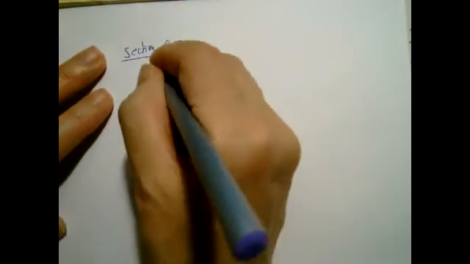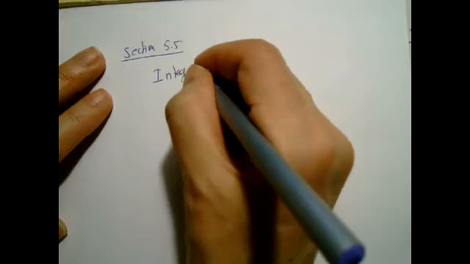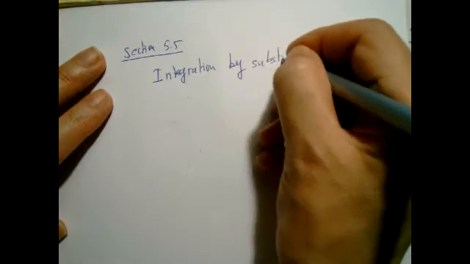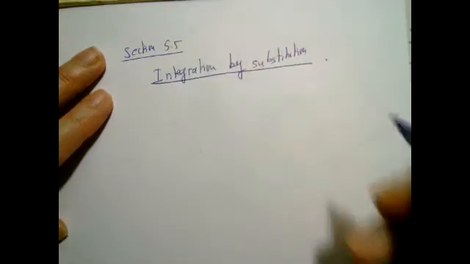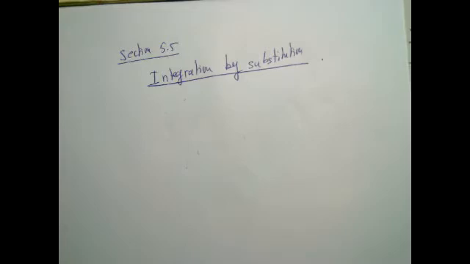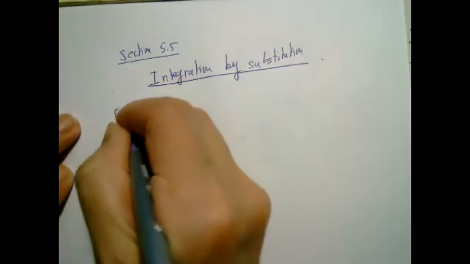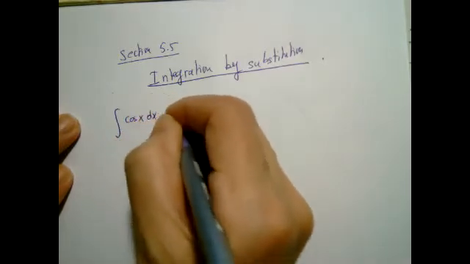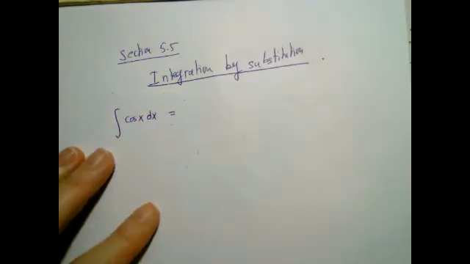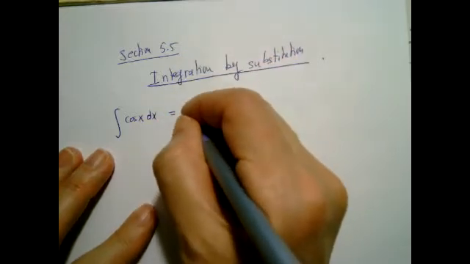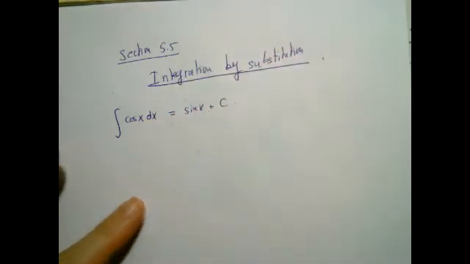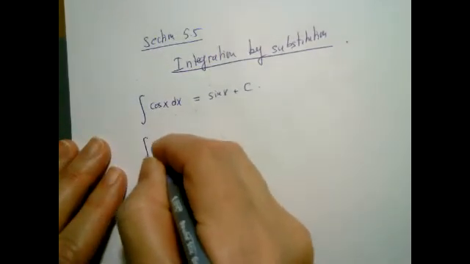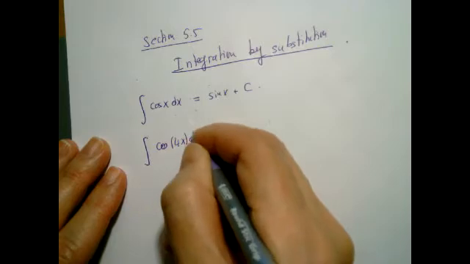So section 5.5, integration by substitution. Okay. So I go back to ask the simple question. Suppose I ask you what's the antiderivative of cosine x. Okay, that's one we know. The antiderivative of cosine is the sine. Suppose I take the antiderivative of, let us say, cosine 4x dx.